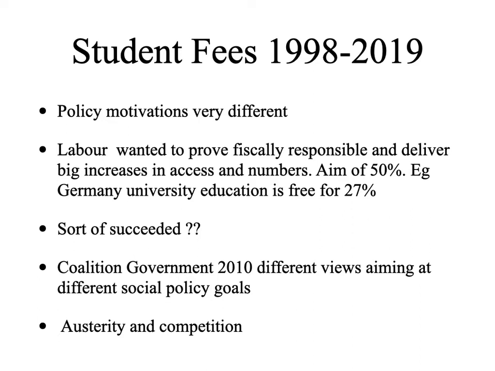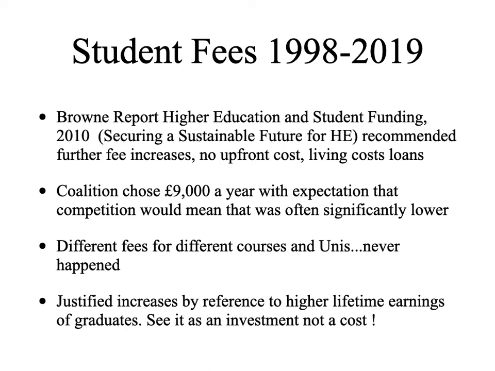The coalition government, which followed in 2010, had rather different views, aiming at different social policy goals. They were very much concerned that the state of the nation's finances meant austerity, reductions in public spending were necessary. They wanted also to introduce competition between universities more explicitly than governments had done up to then. So in what's called the Brown Report on Higher Education and Student Funding in 2010, they recommended further fee increases, living cost loans rather than any form of grants, but not having any upfront cost when students first went to university. And the coalition government chose £9,000 a year, another tripling.